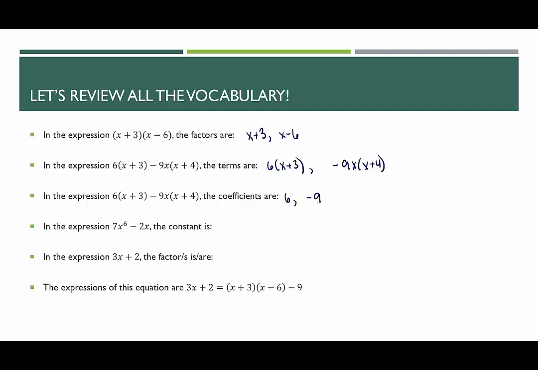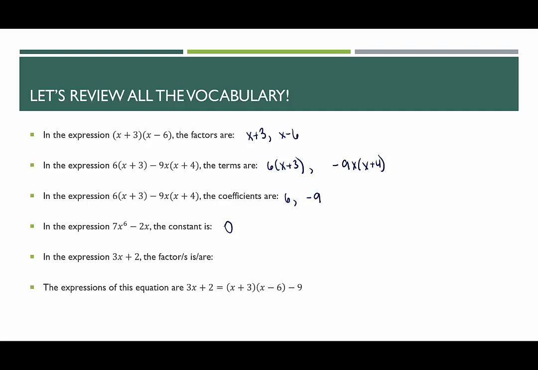In the expression 7x to the 6th minus 2x, the constant, so what's the number that's being added or subtracted with no variable being multiplied to it? I don't see one, so it's that additive identity. The constant is 0. That's not to say there isn't one. There is a constant. That number is 0. A very important distinction between there not being one and one existing. 0 does exist, it is a number, and that is also the constant.